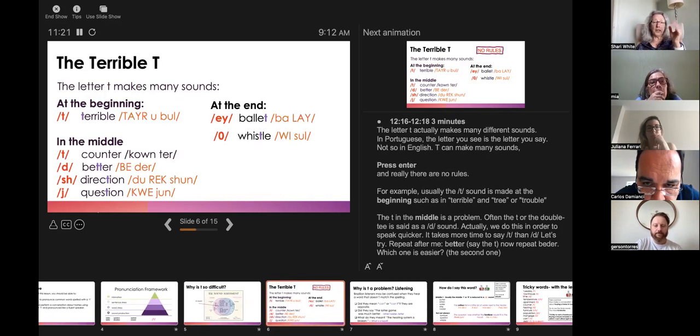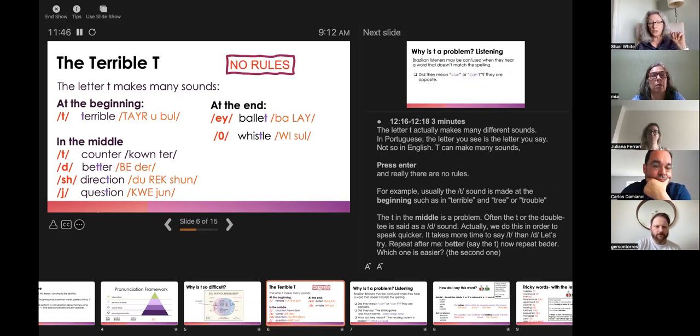So this is why the terrible T. The letter T actually makes different sounds. In Portuguese, my understanding is that the letter you see is the letter you say, right? Is that true? You see, you say it. Okay, but it's not true in English. So letter T can make many sounds, and there are no rules. So before you ask me if there are rules, there are no rules, okay? And I apologize, okay? So let's take a look at different positions of the letter T and what happens.